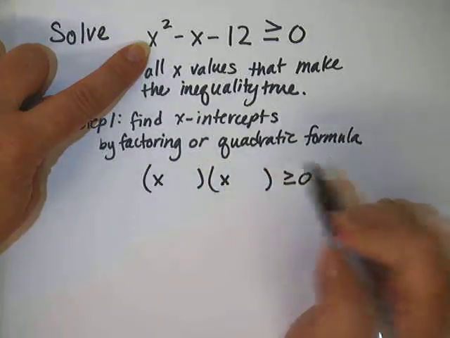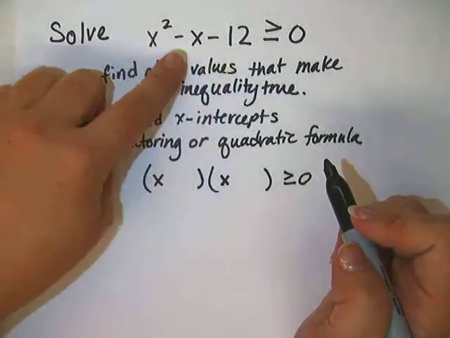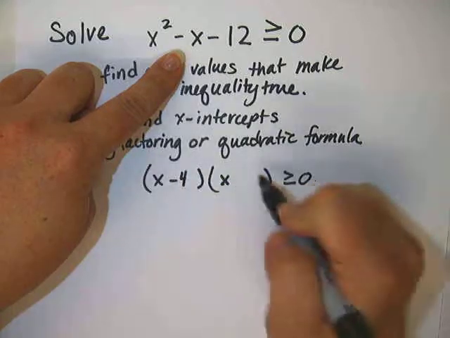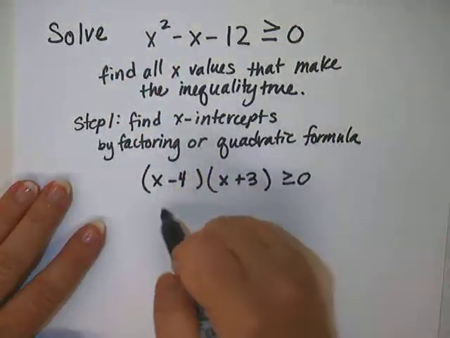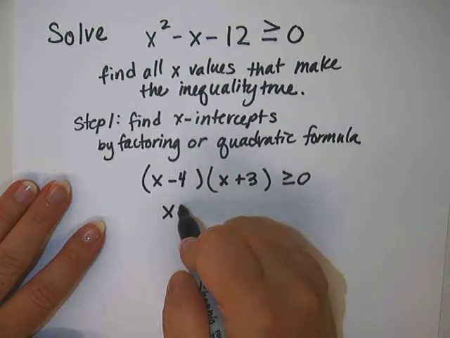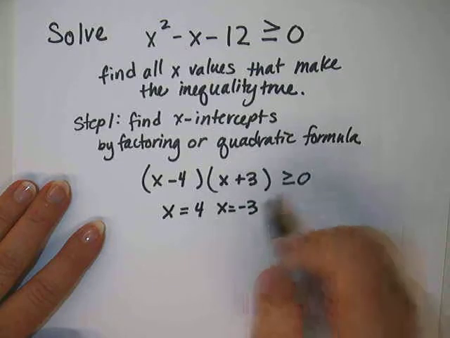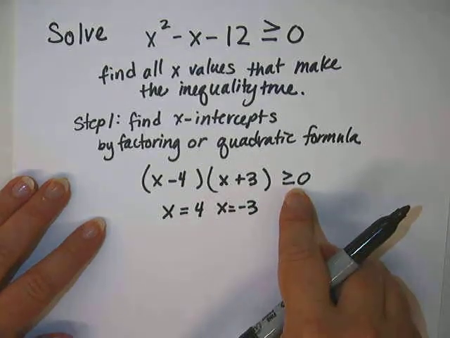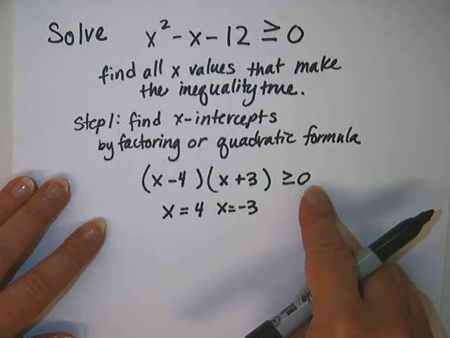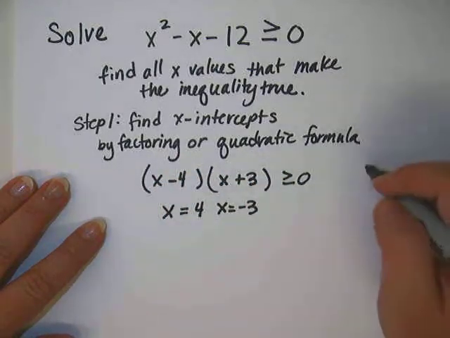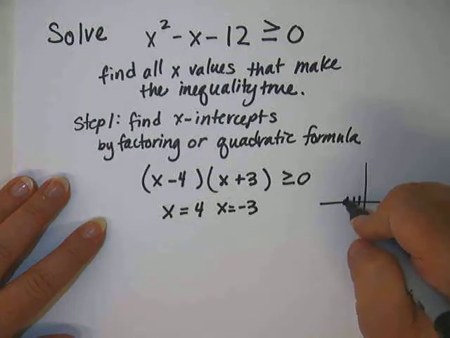Okay, so we look at our original problem, which does factor. So we have an x times an x, and then factors of negative 12 that add up to negative 1. So it's negative 4 and positive 3. And then you can FOIL it to check your work. That means that x would equal 4 and x would equal negative 3 if we just wanted to find where the answer is equal to 0.